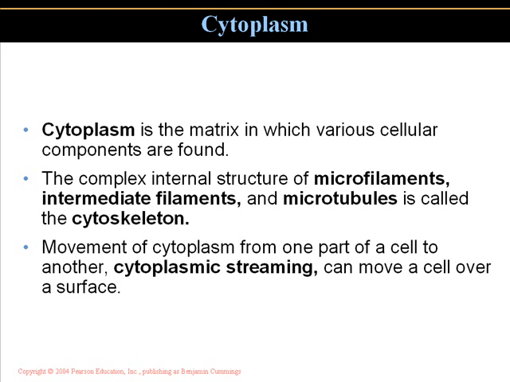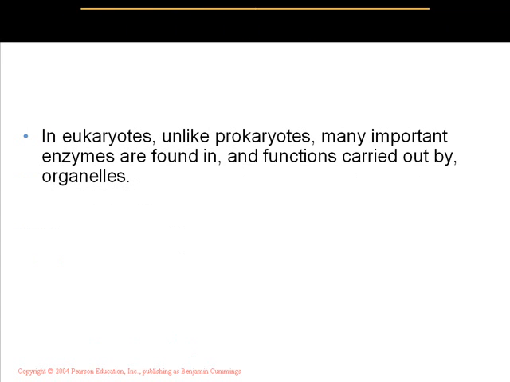Microtubules and intermediate filaments make up the cytoskeleton, a complex of internal structures. Movement of cytoplasm from one part of the cell to another is referred to as cytoplasmic streaming. In eukaryotes, unlike prokaryotes, many important enzymes are found in, and functions are carried out by, organelles.